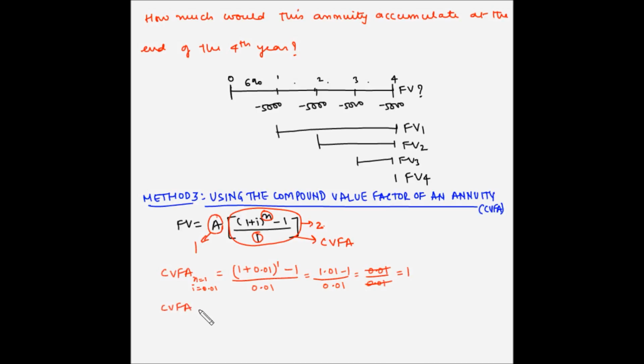CVFA, let's take when n is equal to 2 and I is equal to 0.01. So this will become (1 plus 0.01) to the power 2 minus 1, divided by 0.01. So this would be 1.01 squared minus 1, divided by 0.01, and this will be equal to 2.01. Similarly, you can create a standard table with all these different combinations of n and I.